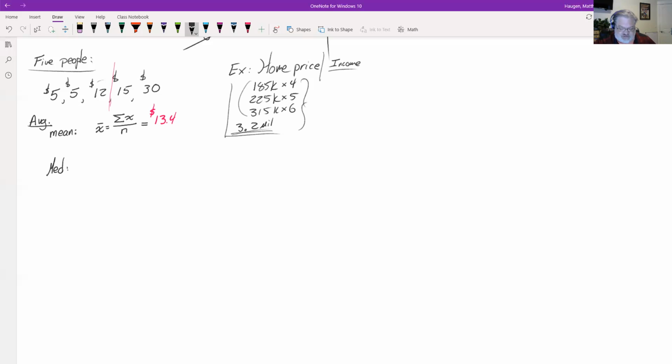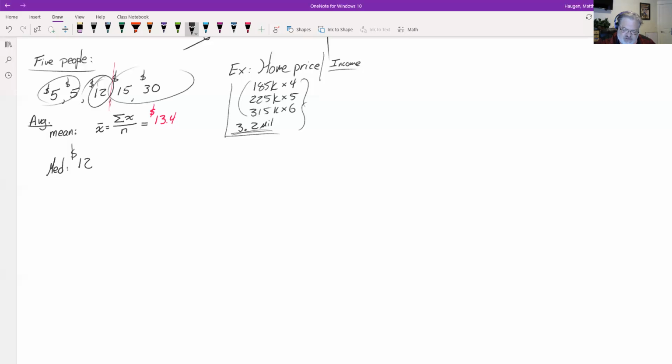Now for this data set, that median is just that nice $12. It does have the advantage that we're not having to do much calculation. And it's not that different from that 13.4, right? It's a little bit less. It does put 2 folks below it and 2 folks above it.